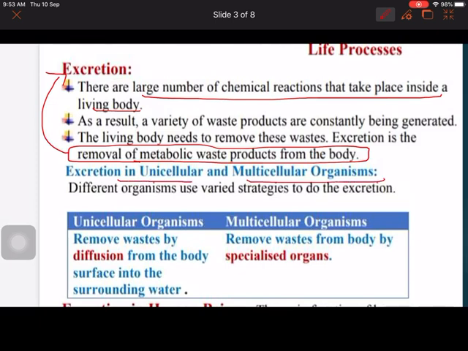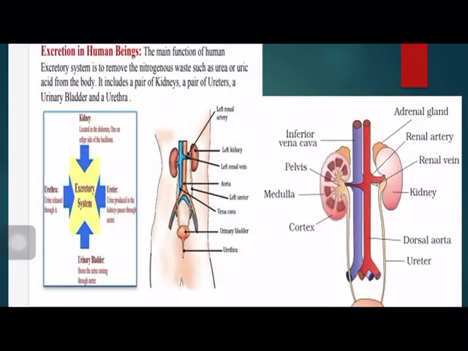Why? Because in unicellular organisms, only single cells are there, so the process of diffusion is sufficient for removing waste into the surrounding water. But in multicellular organisms, a complex body design is there, so there are specialized organs for removing waste. Now let's see how this process occurs in human beings.